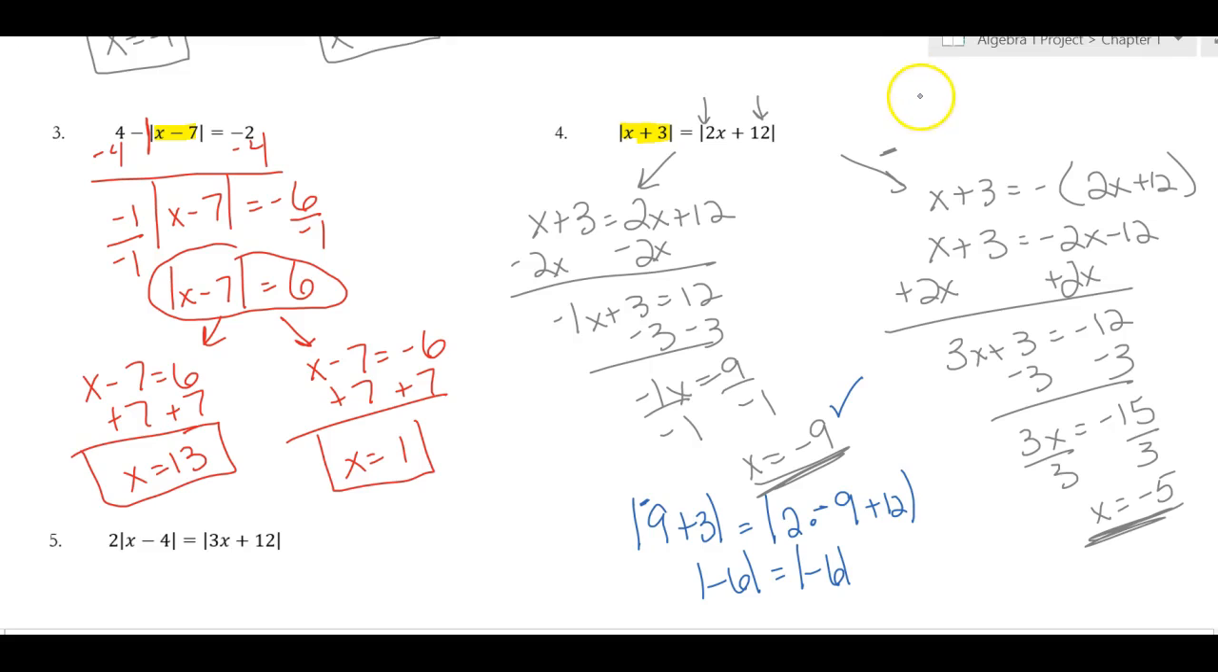This one I'm going to kind of squeeze up here. So the absolute value of negative 5 plus 3 is equal to the absolute value of 2 times negative 5 plus 12. I keep forgetting my negatives. So that's the absolute value of negative 2 and the absolute value of 2. Well, that works again. It does not happen that often that you get an extraneous solution, but you do sometimes. So we have to just deal with it and figure it out. So that's why you always have to check.